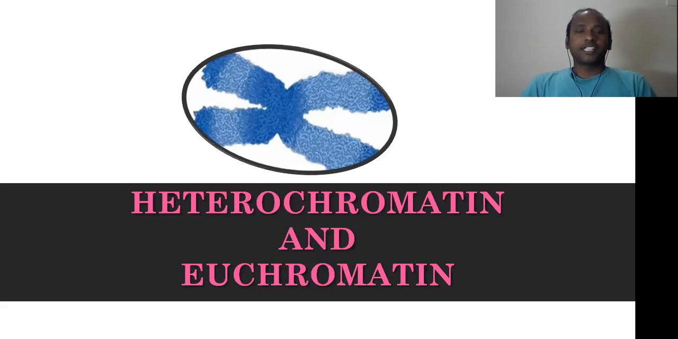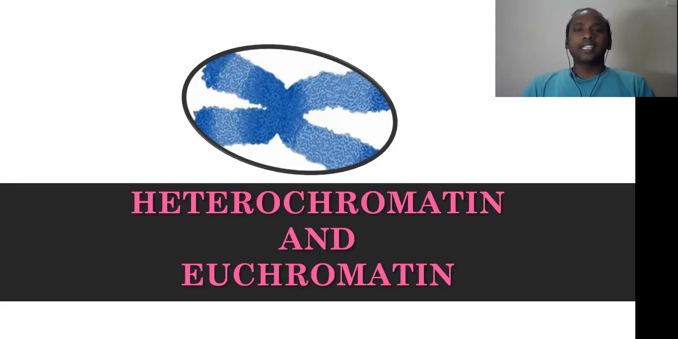Today I am going to discuss heterochromatin and euchromatin. This is one of the important areas in molecular biology that we should understand. In the nucleus of every eukaryotic cell, there is a thread-like structure that we call chromosomes. These chromosomes are where the DNA is highly condensed with the help of certain proteins, and finally it takes the form of a chromosome.